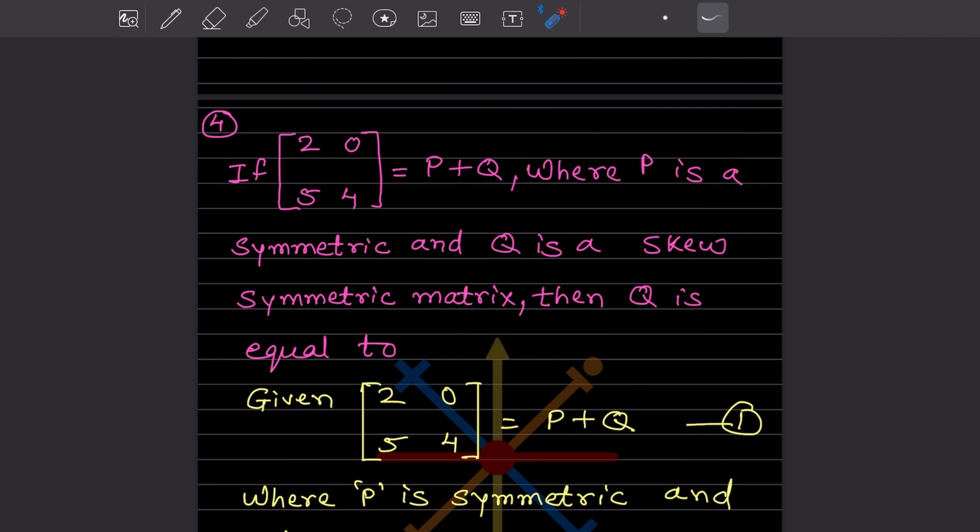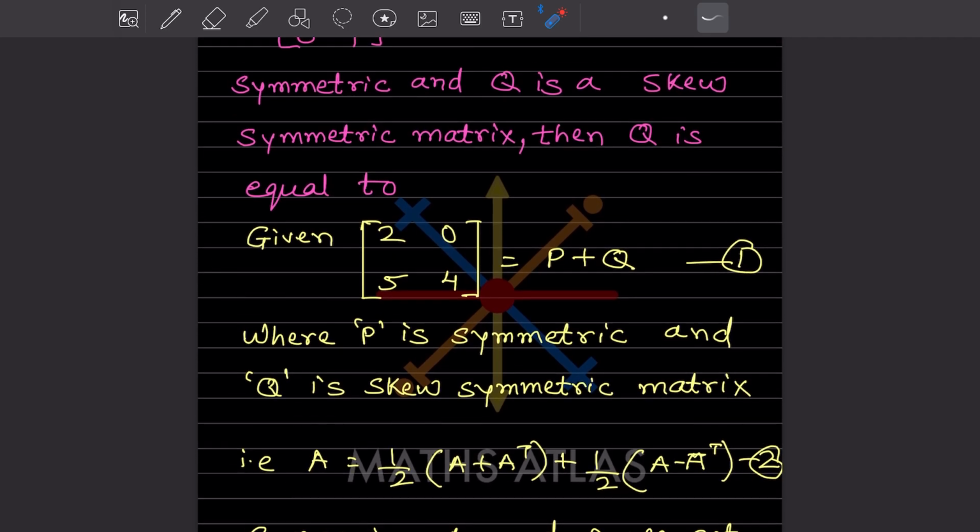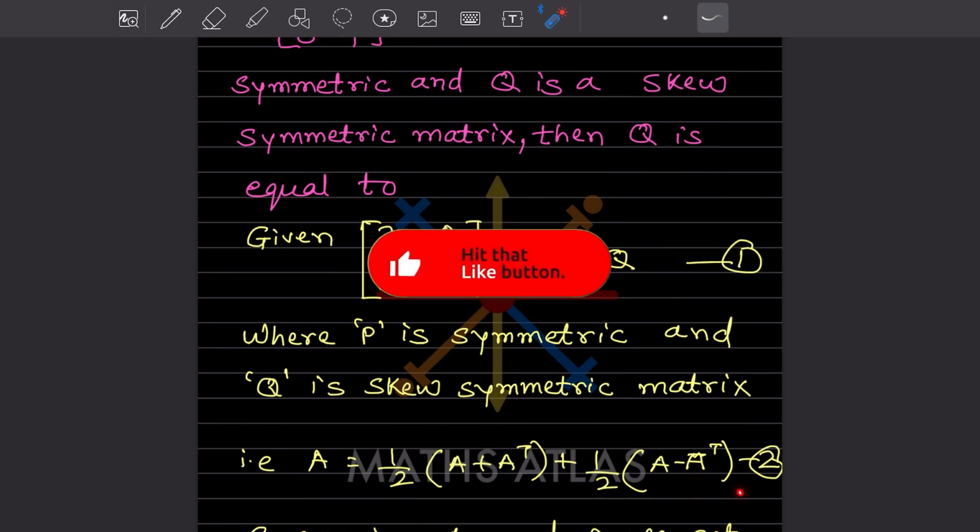So now let us write this one. A is P plus Q. This will be equation number 1. P is symmetric and Q is skew symmetric matrix. That is, what is that? A is half A plus A transpose plus half A minus A transpose. This is equation number 2.